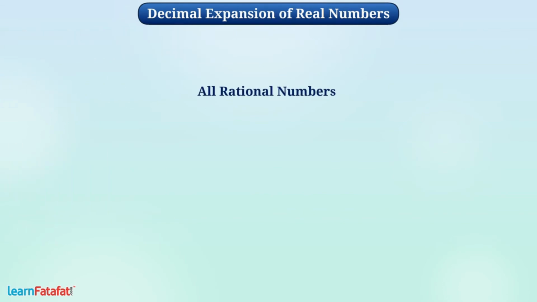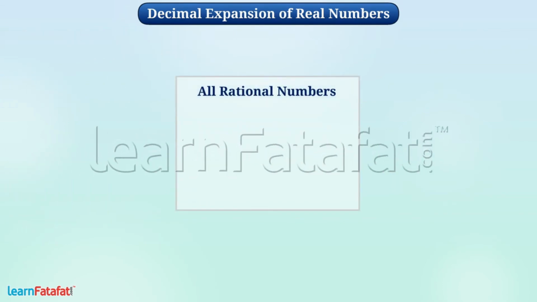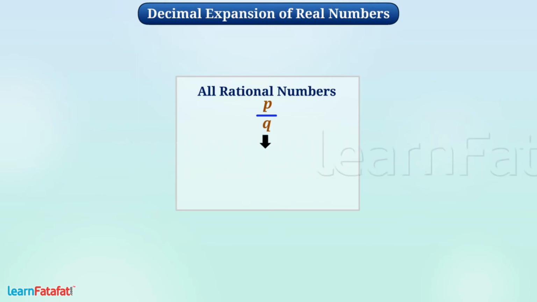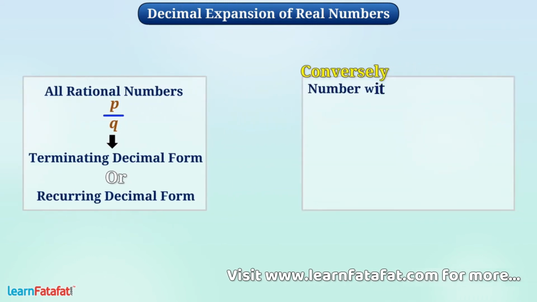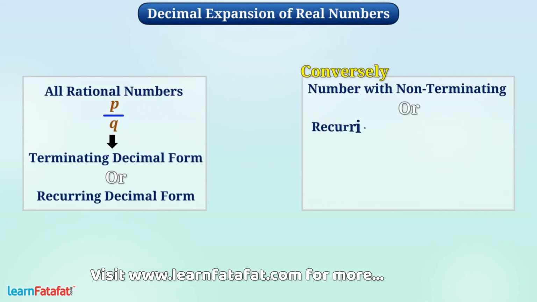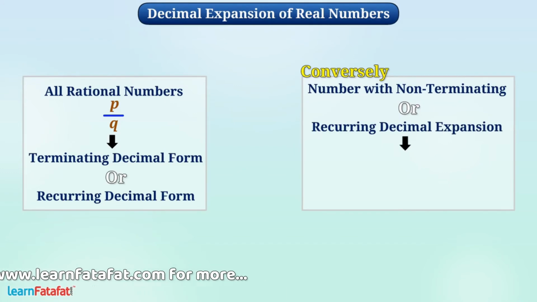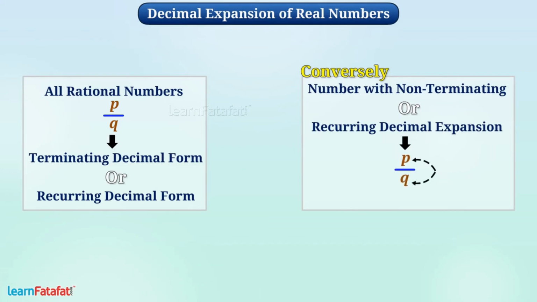All rational numbers which are represented in P by Q form have either a terminating decimal form or a recurring decimal form. Conversely, every number with a terminating or recurring decimal expansion can be expressed in the form P by Q, where P and Q are integers and Q is not equal to 0. That is, these numbers are rational numbers.